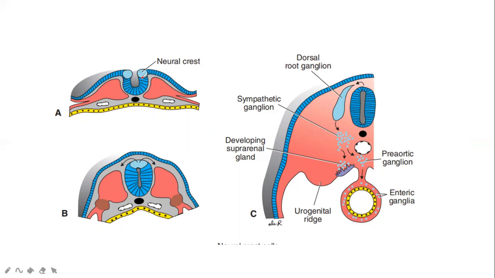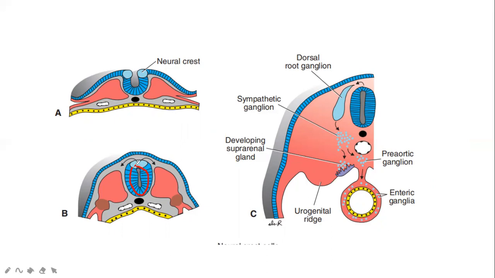This groove, and these cells over here are called the neural crest cells within the ectoderm. They approximate each other until we have closure of this groove to form a tube. So there we have a tube, that is the neural tube that will form the brain and the spinal cord.